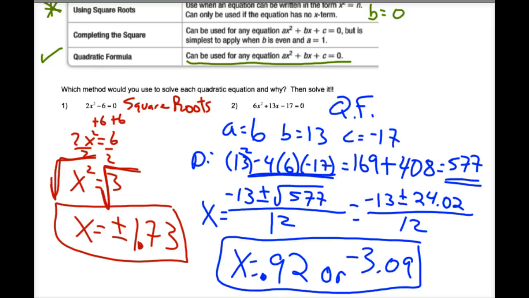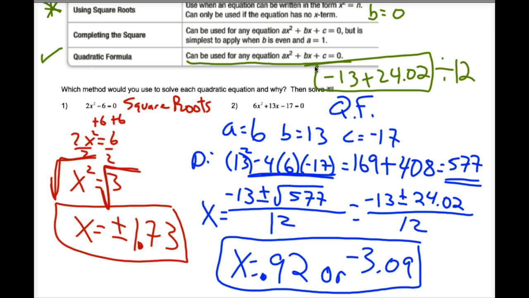Guys, do you know why Alex's calculator messes it up? Do you understand what it does? Look how Alex types it in. He types negative 13 plus 24.02 divided by 12. Guess what his calculator does first? It divides by 12 and then adds negative 13 to it. So what you need to do, Al, is type in negative 13 plus 24.02 equals, and then hit divided by 12.